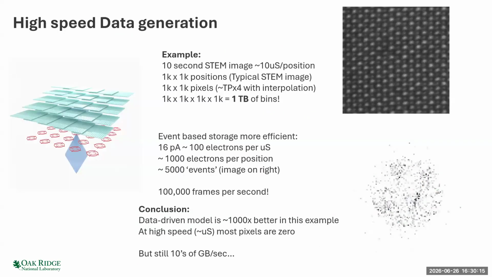So that example was just the first data set I tried to get. I was doing a 10-second STEM image at about 10 microseconds per position with 1K by 1K probe positions. But with a bit of processing and interpolation, you can interpolate each camera virtual frame that you reconstruct from the events to 1K by 1K pixels, let's say. So that gives you a terabyte of bits. Even if you're only storing 8 bits per pixel worth of information, you've got a terabyte of image there in 10 seconds. So in this example, you can see the event-based storage is a lot more efficient because most of those pixels are just going to be zero, just saying, oh, an electron didn't hit.